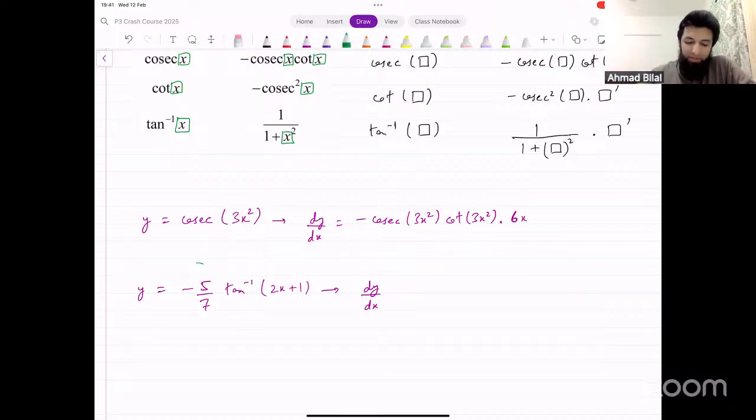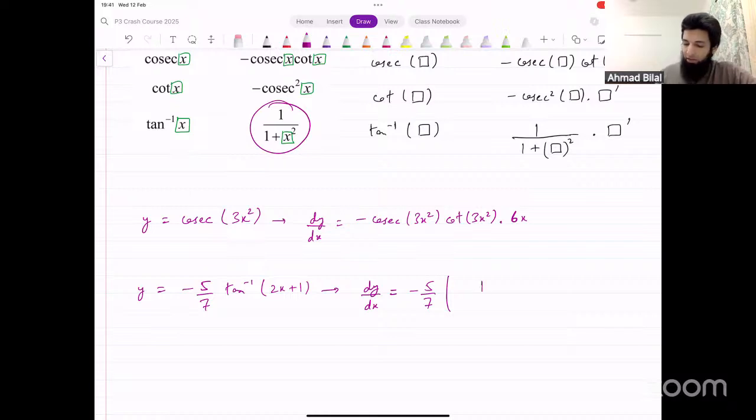Remember the constant that's multiplying or dividing outside, that remains as it is, right? So minus 5 over 7, that will remain as it is. The rule is only going to apply on this thing. And this is the rule that we have, tan inverse. Remember, it's tan inverse, not tan. So let's do this. dy over dx: minus 5 over 7 remains as it is. And then let's apply this rule.